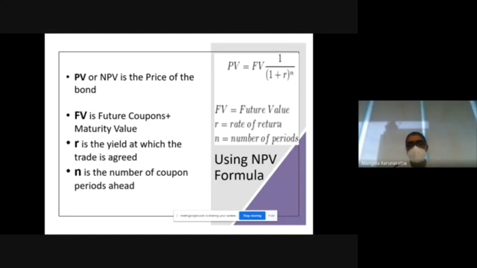But in this exercise, I will be calculating the present value of each cash flow separately and adding them, without trying to calculate them at once, because that calculation is a bit more complex than this, but the same result, same formula, same thing. It is easier for us to understand if we do each and every cash flow separately, right? So PV is the price of the bond, and FP is the future coupons plus maturity value again, right? And R is the yield at which the trade is agreed. N is the number of coupon periods ahead, right?